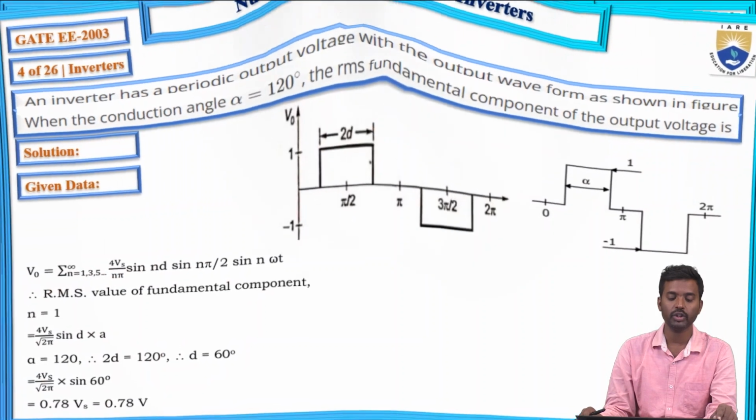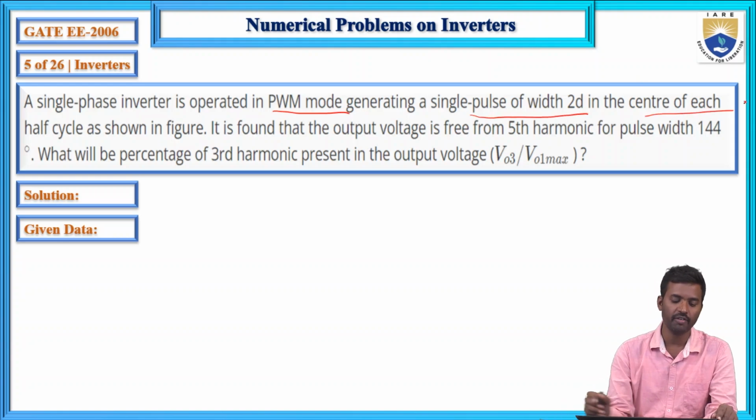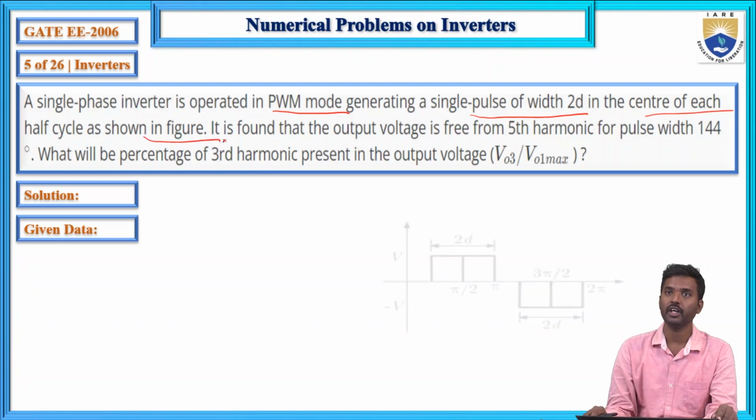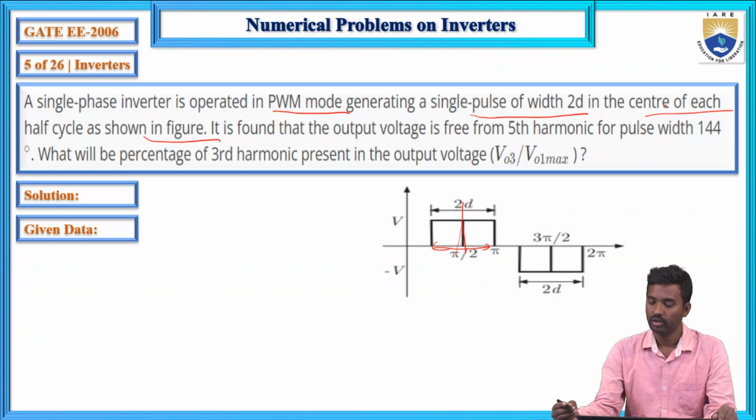And next, the fifth question is: a single phase inverter is operated in pulse width mode, generating a single pulse of width 2D in the center of each half cycle as shown in the figure. So this is the figure. This is the pulse width, that is 2D in the center. So that is pi by 2. Now it is found that the output voltage is free from the fifth harmonic for a pulse width of 144 degrees. So the pulse width is 144 degrees.